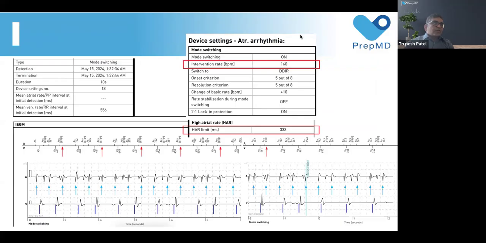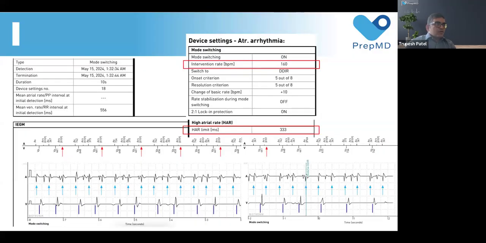So right here, on the top right, we are looking at the mode switch rate, which is set at 160, and the ATF detection rate is set at 333 milliseconds, which is 180 beats per minute. So that means the patient is having atrial arrhythmias below the ATF detection rate, so the device is not categorizing them as ATF and not giving us an ATF burden.